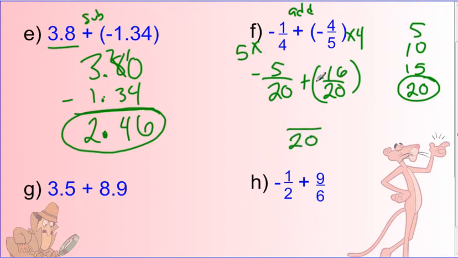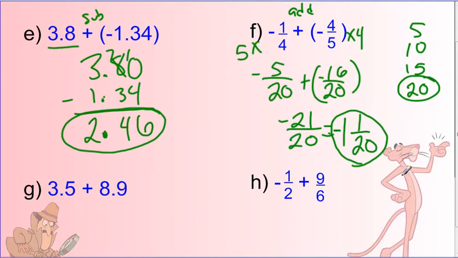So we said we're going to add because the signs are the same. So 16 plus 5 is 21 negative. And this is an improper fraction because the top number is bigger than the bottom. So we change it back into a mixed number by dividing. 20 goes into 21 one time. 20 times 1 is 20, plus 1 gives us 21, and don't forget your negative sign. So negative 1 and 1/20.